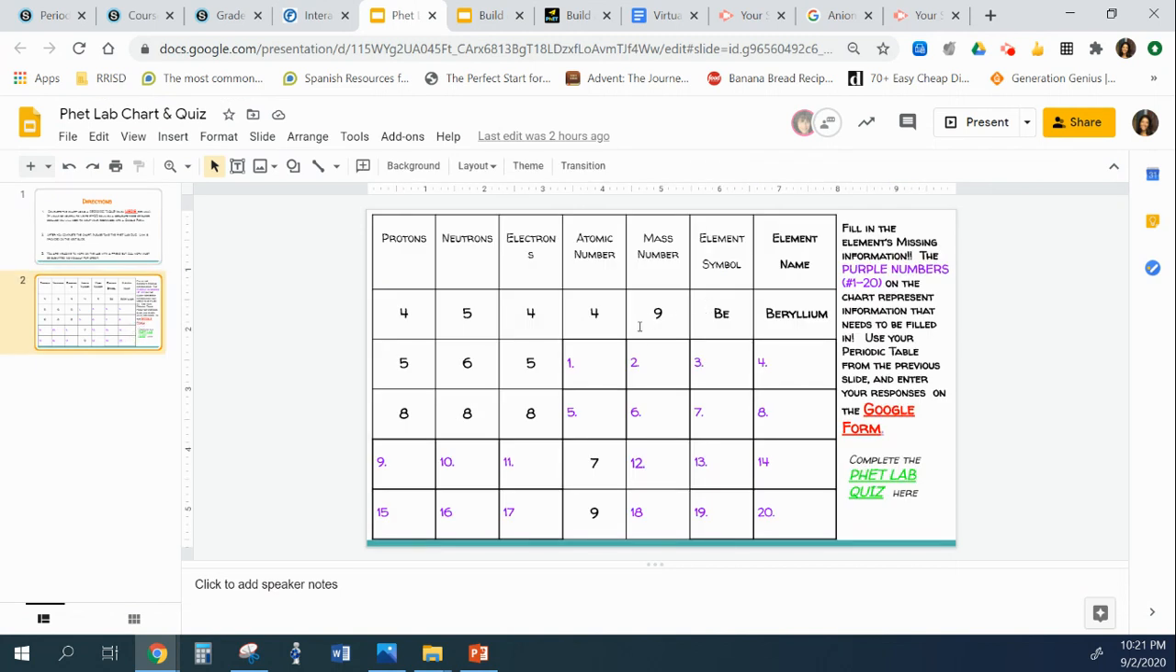So guys, here's your chart. And the purple numbers that you see here are the information that's missing. This is what has to be filled in on your Google form. So the Google form has numbers 1 through 20, and you're going to be filling in the correct answers. And please remember, if it's an element, to capitalize it. And finally, when you're done, you will be completing the PhET lab quiz. And again, that's in Google Form.